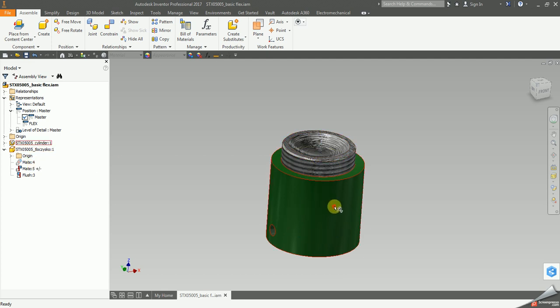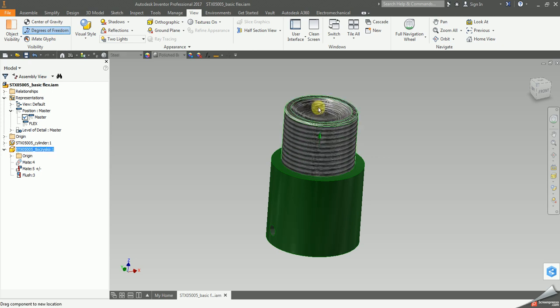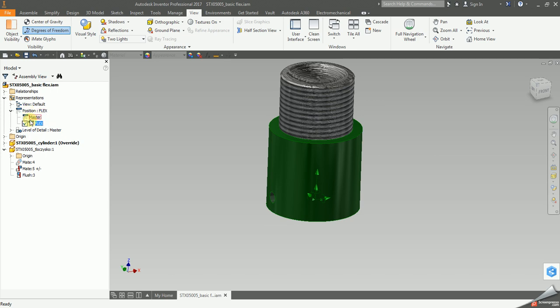So we have a cylinder that is basically grounded, and we have a piston that is constrained to the cylinder in such a way that it only has 1 degree of freedom, that is translation about the axis of the cylinder. This assembly also has two position representations: the master, in which the cylinder is grounded, and the flex position representation, in which the cylinder is ungrounded, so it is free to move inside the assembly.